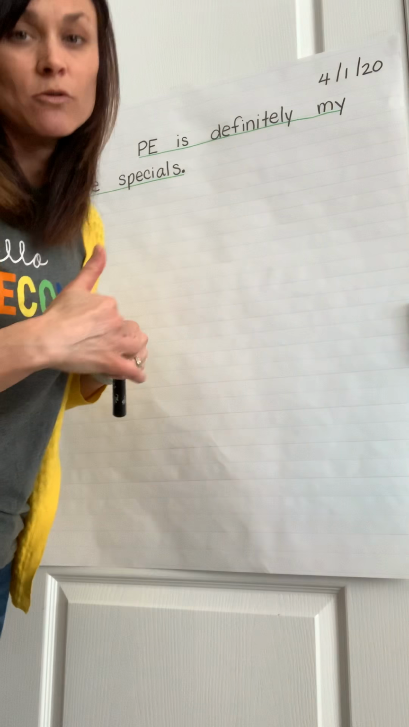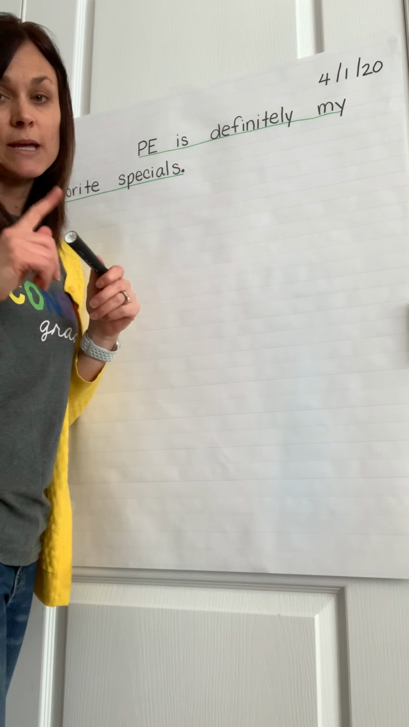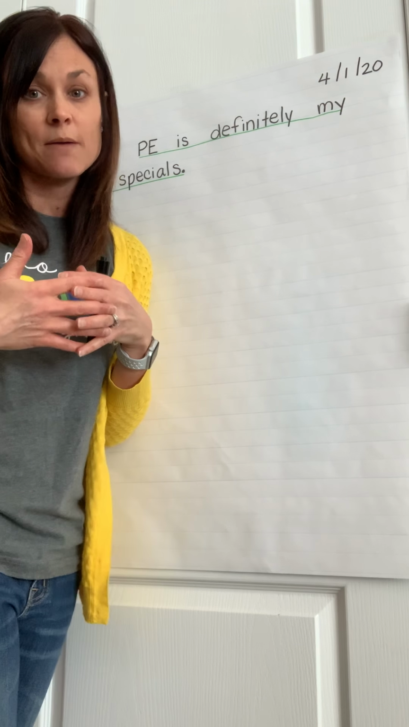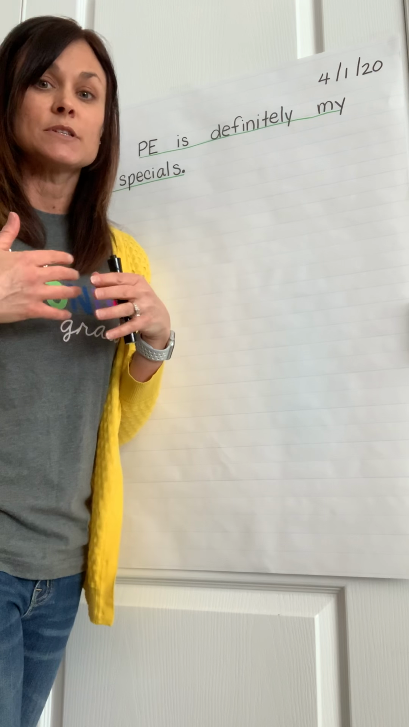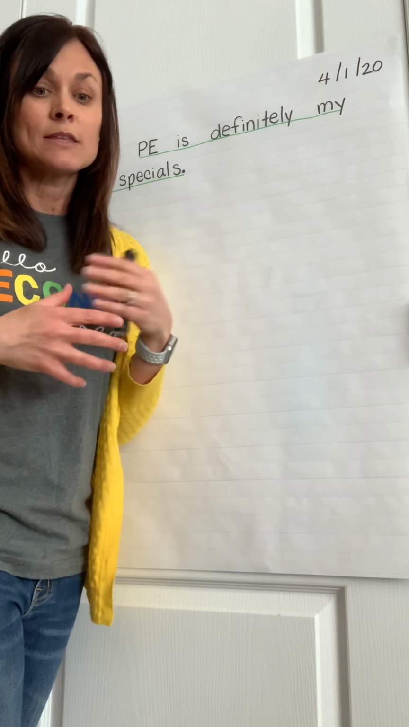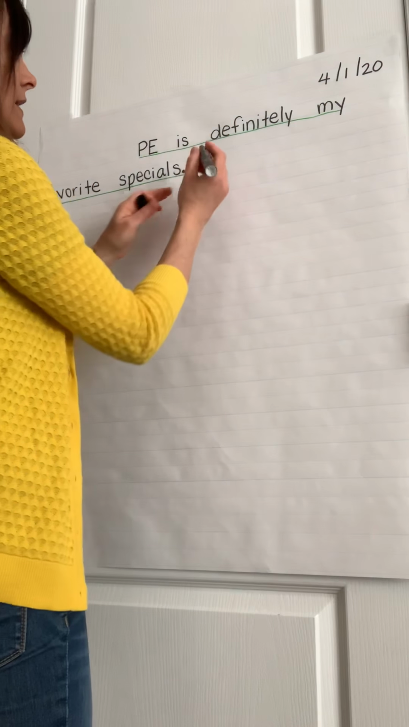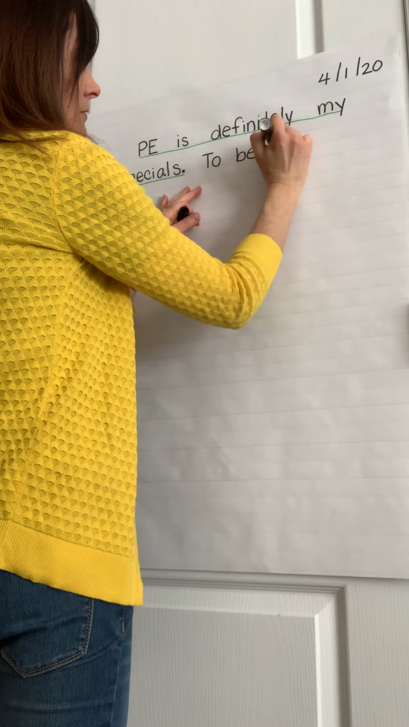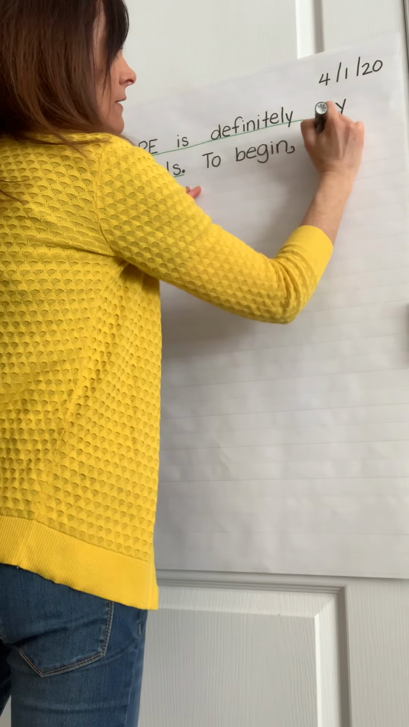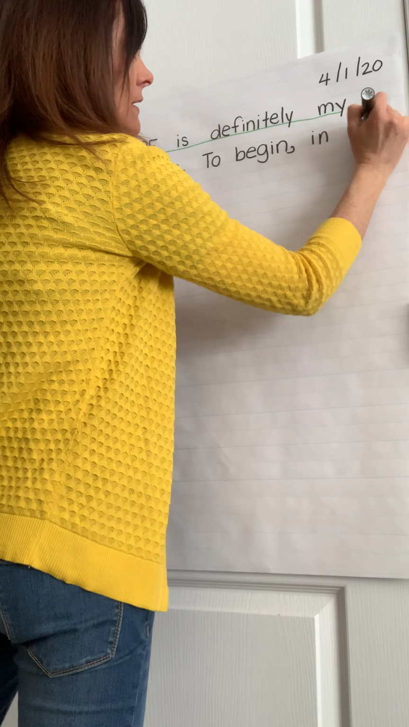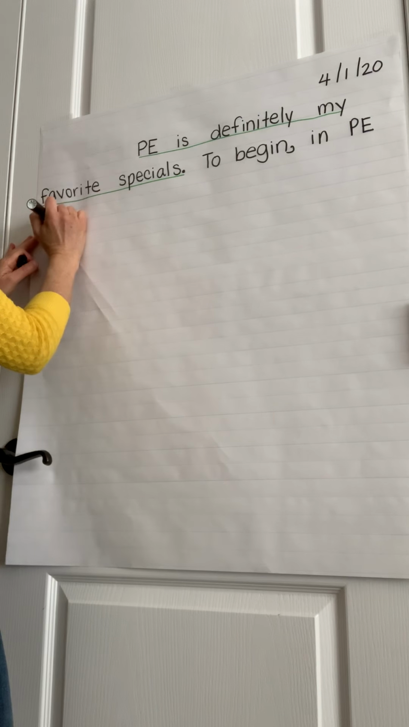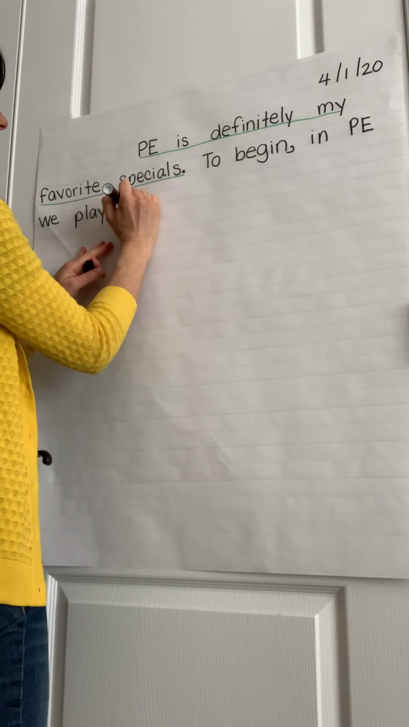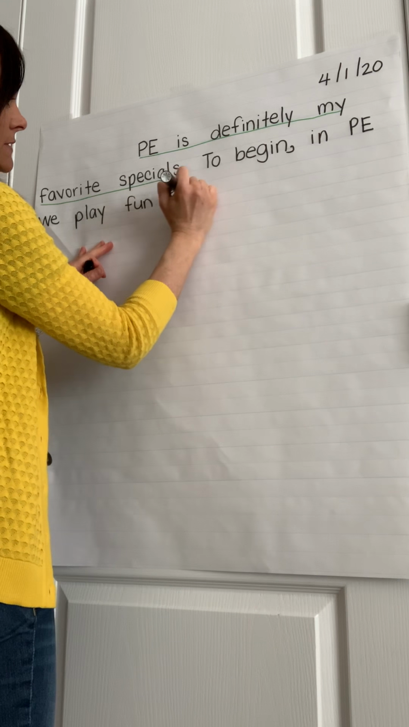The next step when you're writing an essay is to start with your first big idea, and you always have to include a transition word. Because it's your first big idea, some examples of transition words might be first of all, to begin with, to start with. I chose to begin, so for my first big idea, I put: To begin, in PE, we play fun games.